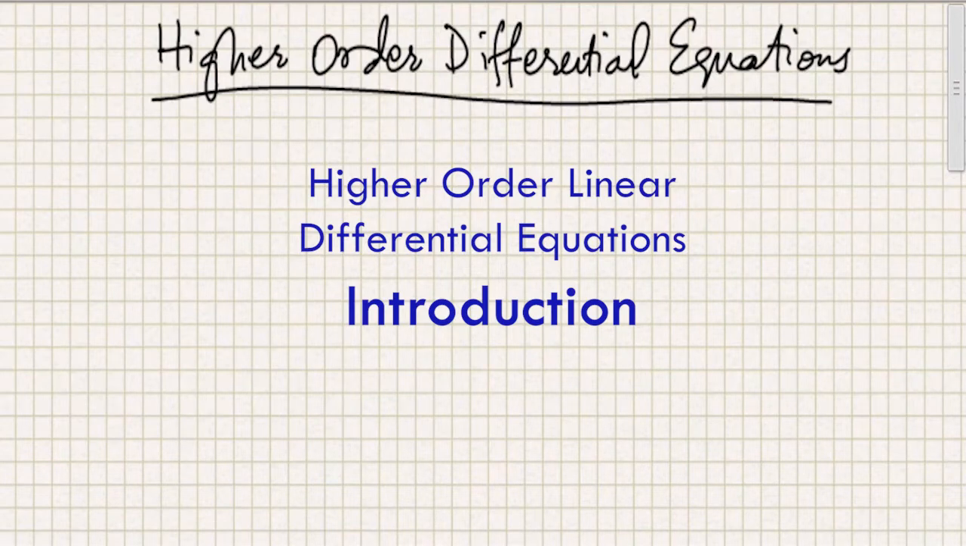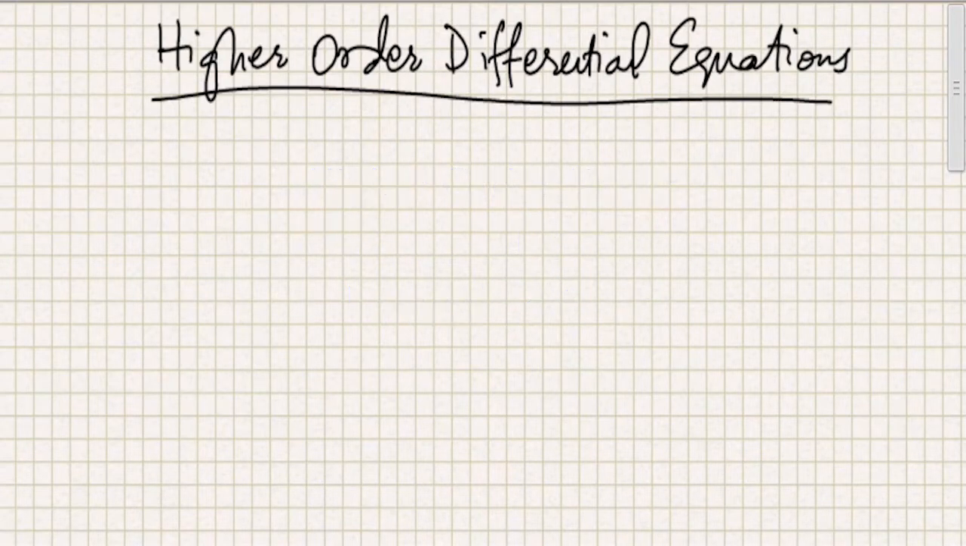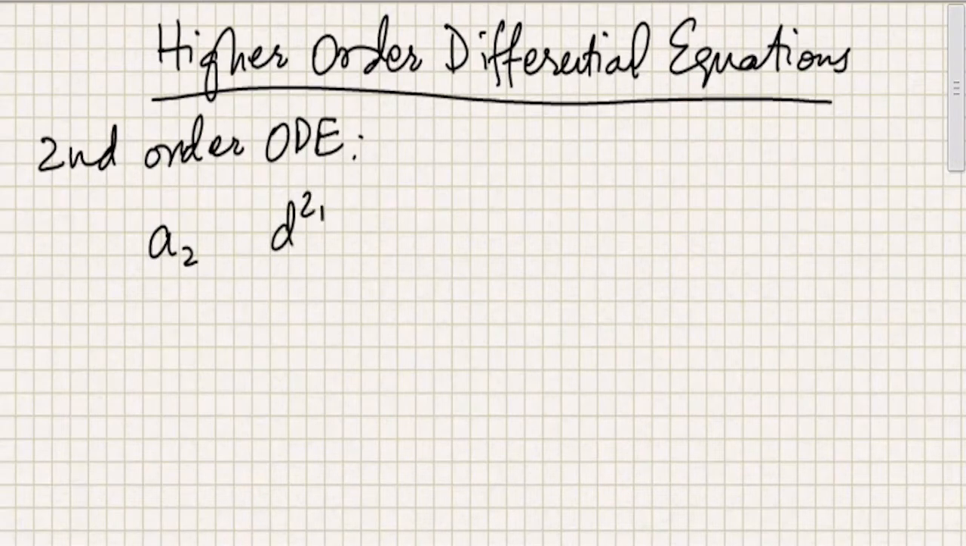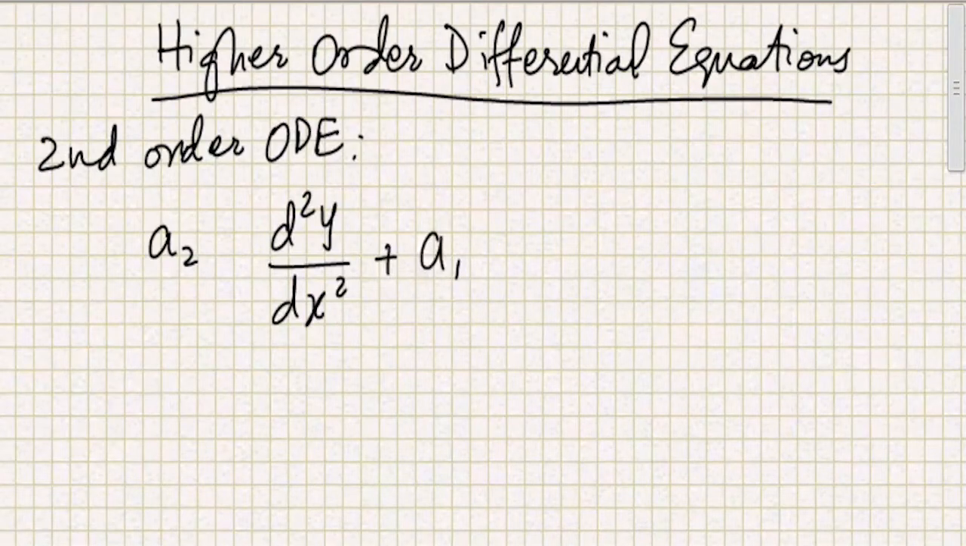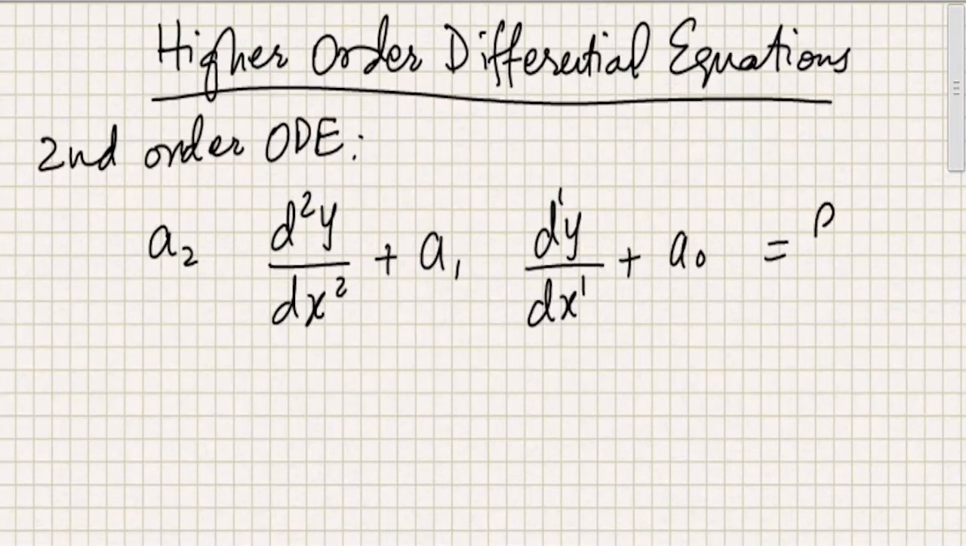These will be linear differential equations, and by linear we mean that there will not be a nonlinear function of y, other than the rate of change of y of any order, right? So I'm going to write down a second order ordinary differential equation: a2 d2y divided by dx2 plus a1 d1y over dx1 plus a0 equal to f.